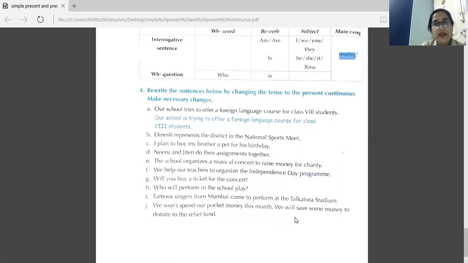We will save. You have to see the verb, we will save. In place of will save, you have to write: we are saving some money to donate to the relief fund. We are not spending our pocket money this month. We are saving money to donate to the relief fund. So these were the answers. I hope it's clear to all of you.